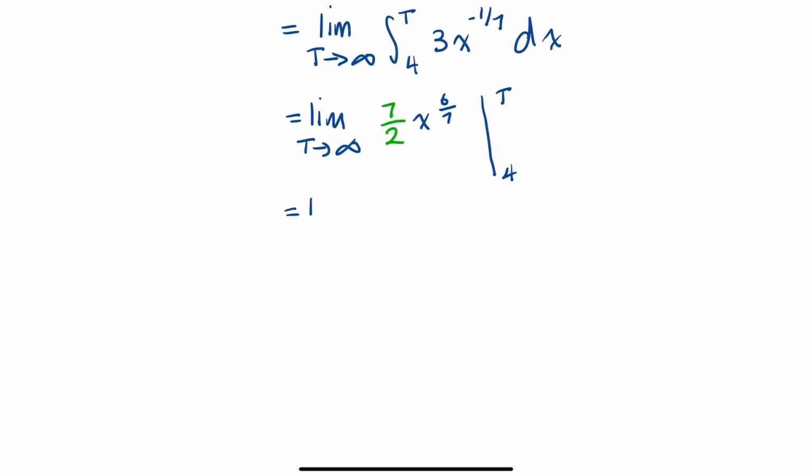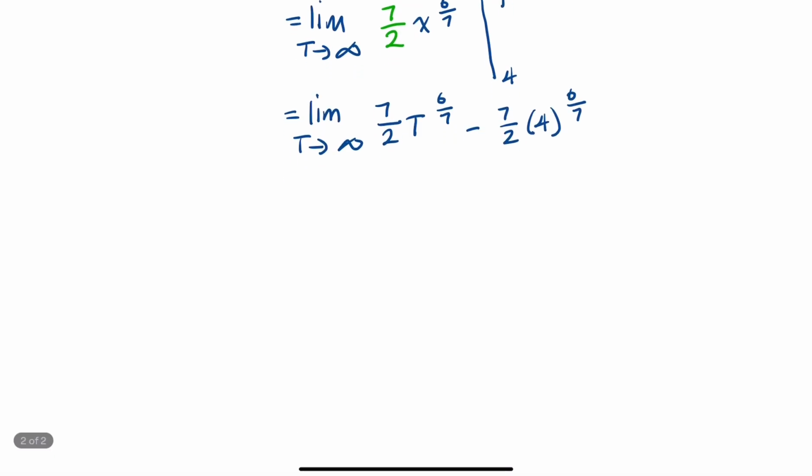And so now we can say that this is equal to the limit as t approaches infinity of 7 over 2 t to the 6 over 7 minus 7 over 2 times 4 to the 6 over 7. We can now plug in infinity and see what happens. We get 7 over 2 multiplied by infinity to the 6 over 7 minus 7 over 2, 4 to the power of 6 over 7.